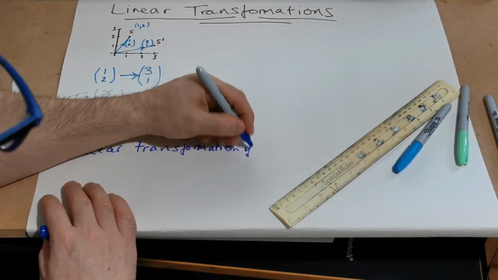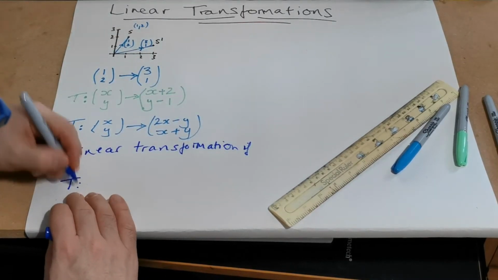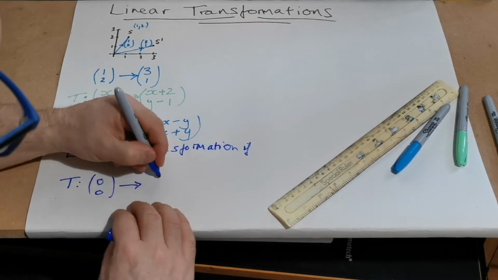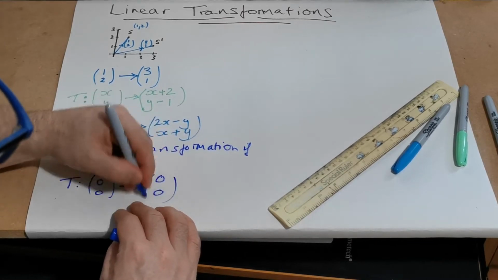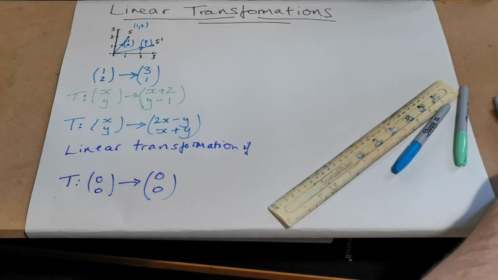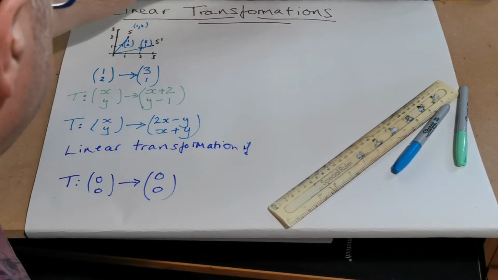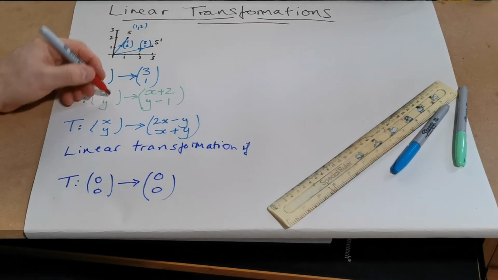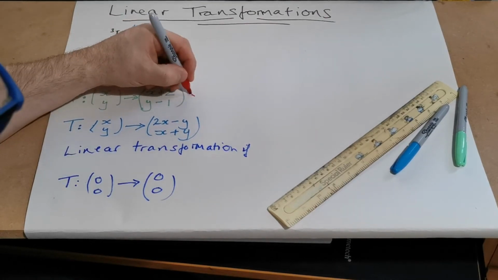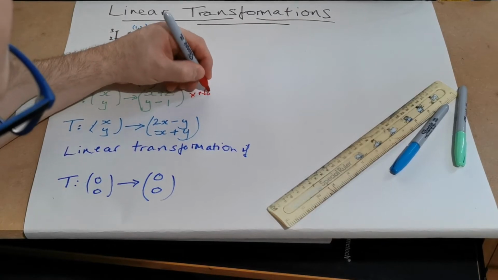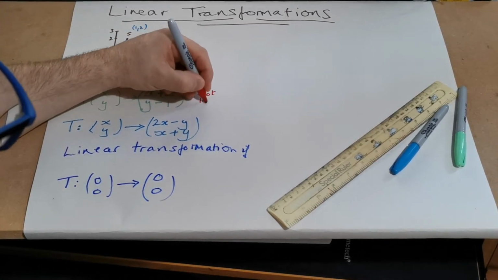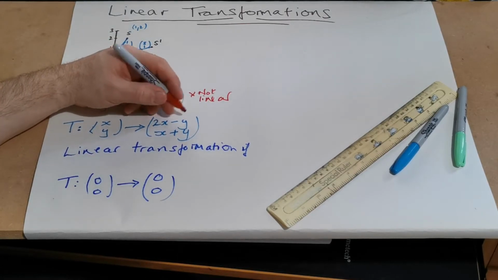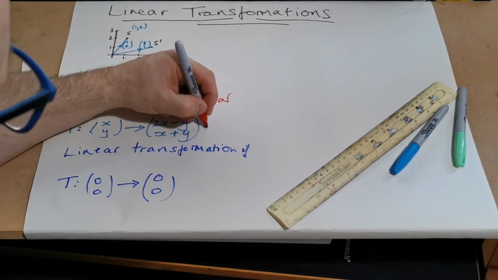if the transformation of (0, 0) ends up at (0, 0). So when you have a look at the ones we've done so far, if I put 0, 0 into here, I end up with 2, minus 1. So that's not linear. If I put 0, 0 into here, I get 0, 0. So that one is linear.